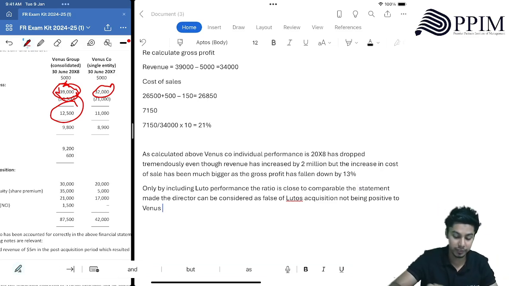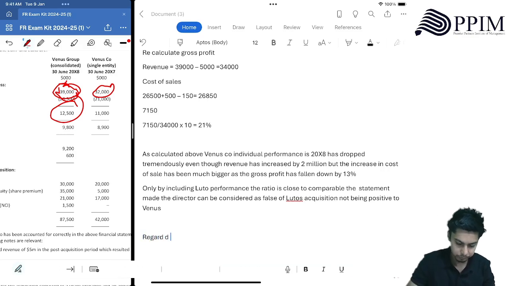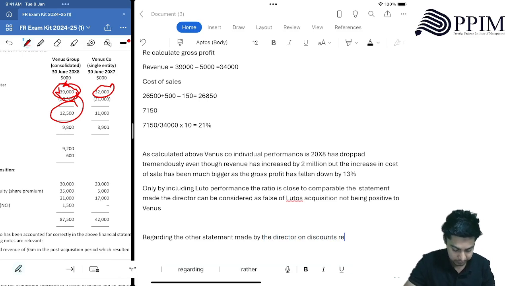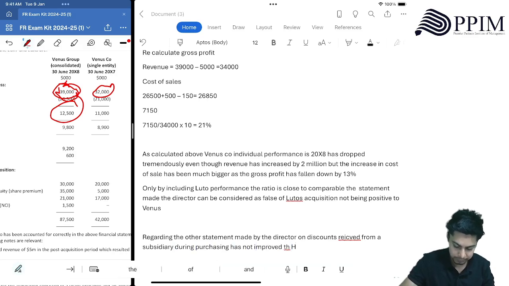So let's write that one, guys, over there. Okay, let's start marking that one. Regarding the other statement made by the director on discounts received from a subsidiary during purchasing has not improved the GP margin, is again incorrect.